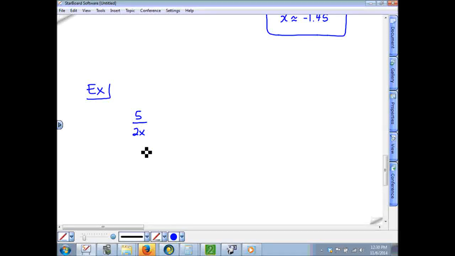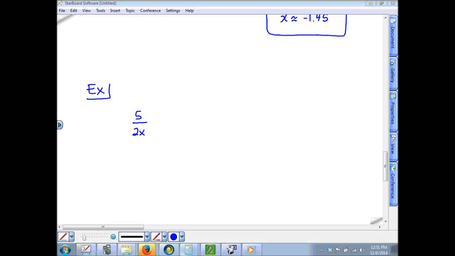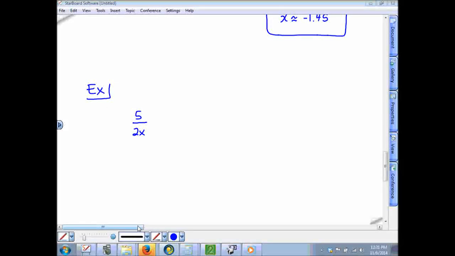This is practice A out of your book. Question 2, practice A, on page 209. It's question 2 at the very top of 209. You see what I'm talking about? The 5 over 2x. Isn't that the one? Page 209? Yeah. I know. The way they number these is pretty weird.